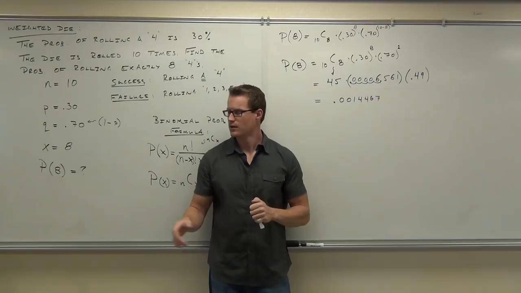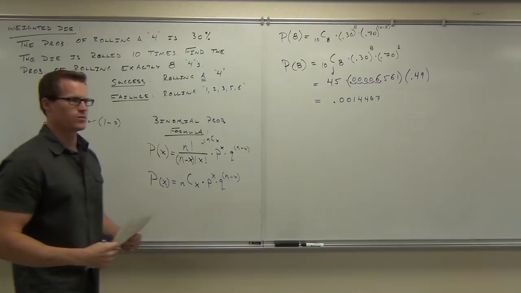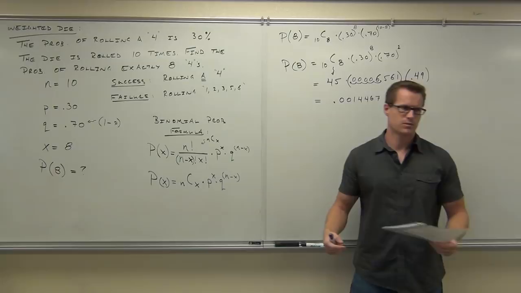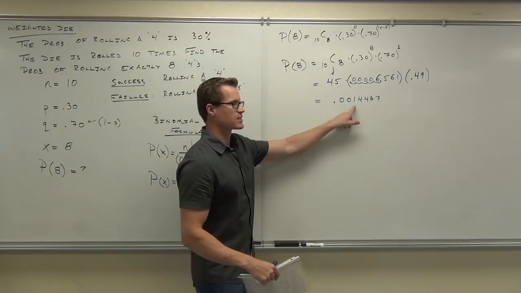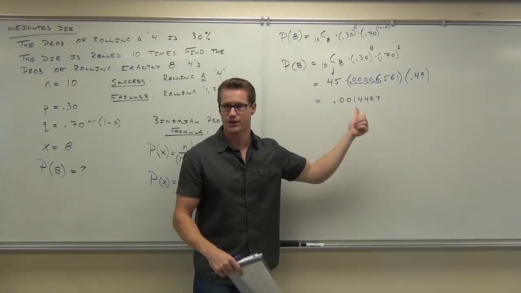By the way, what distinguishes rare from unrare, or usual versus unusual? What number are we looking for, probability speaking-wise? 0.05, not 0.5, that'd be 50%. Okay, 0.05, that's 5%. If this is less than 5%, which it definitely is, then this is considered an unusual event, and this is very, very unusual. Very unusual there.